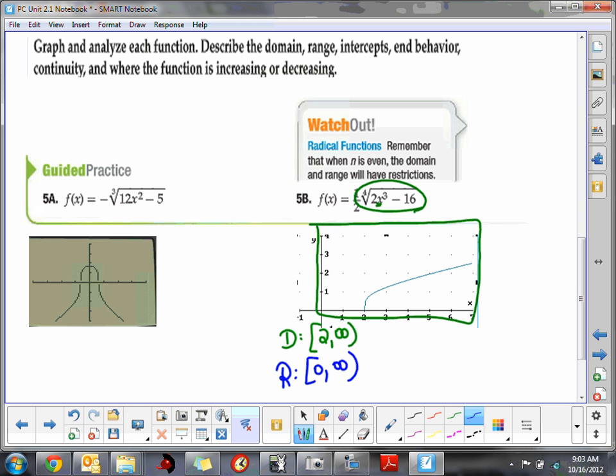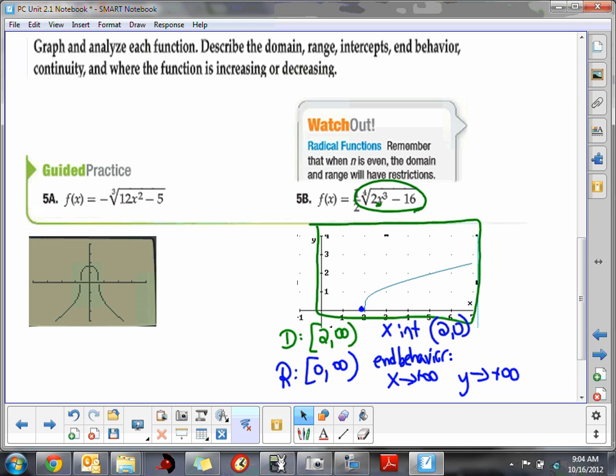Our intercepts, it does not have a y-intercept, so there's no y-intercept, but the x-intercept is at the ordered pair 2, 0. As far as continuity, end behavior is next. Our end behavior. So the only end behavior that we have to talk about is as x approaches positive infinity, then y approaches positive infinity as well. There's really no end behavior that we can talk about on the left side of this graph because it has a definite ending spot at 2, 0. So x doesn't go to negative infinity, it has a restricted domain.